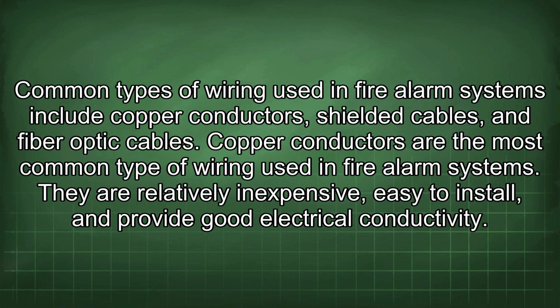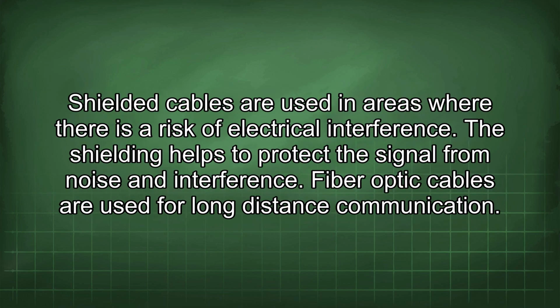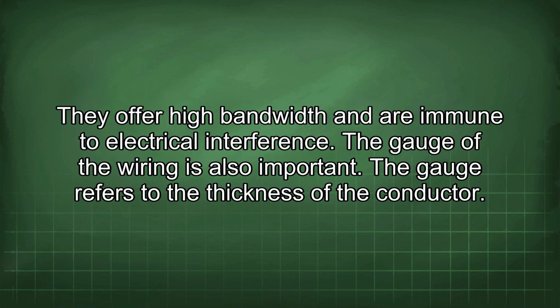Common types of wiring used in fire alarm systems include copper conductors, shielded cables, and fiber optic cables. Copper conductors are the most common type of wiring used in fire alarm systems. They are relatively inexpensive, easy to install, and provide good electrical conductivity. Shielded cables are used in areas where there is a risk of electrical interference. The shielding helps to protect the signal from noise and interference. Fiber optic cables are used for long-distance communication. They offer high bandwidth and are immune to electrical interference.